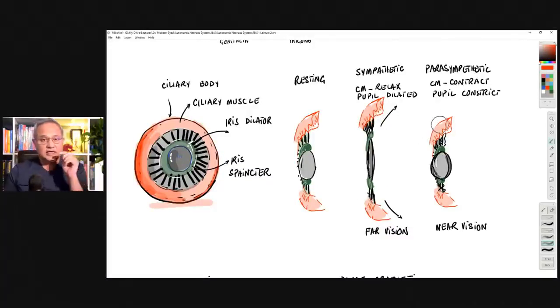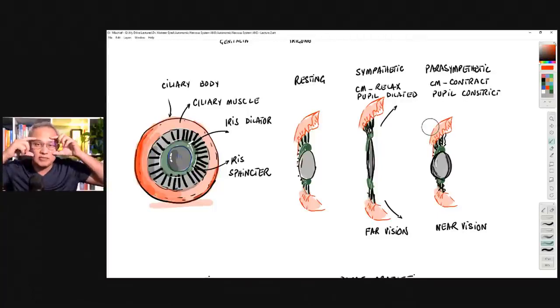On the other hand, if we are in a parasympathetic state, we are sitting down with someone we love and we are having food. We want to look close. So we want the lens to become more globular so we can have near focus. So for that, what we do is we contract the ciliary muscle and the ciliary body is pulled forward.